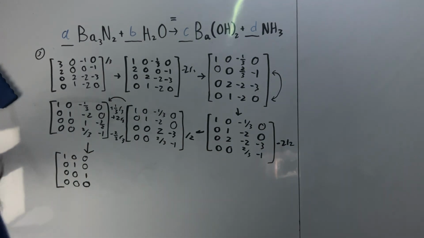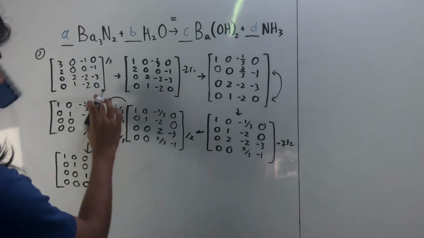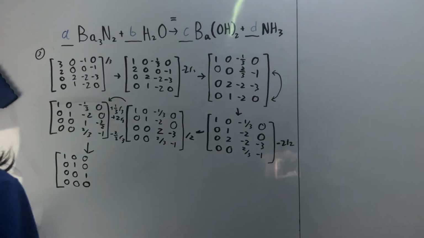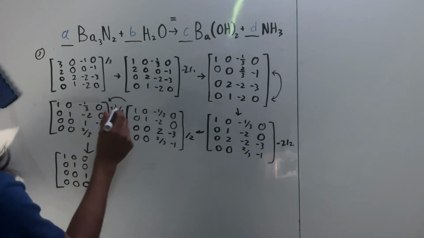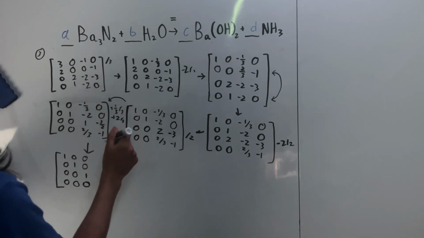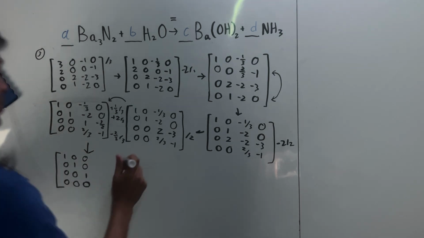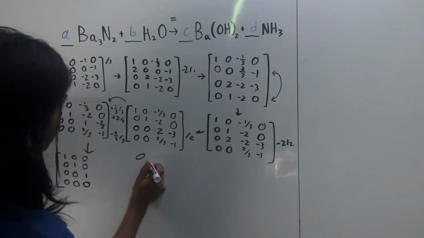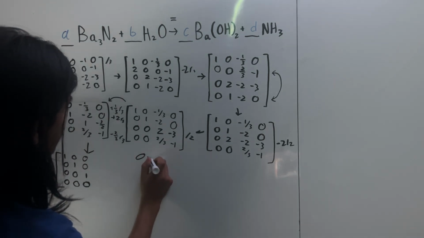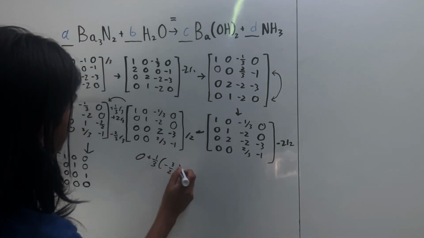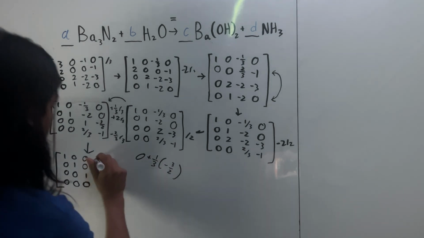Okay, so now we gotta deal with this last row. And this is where the main thing happens, pretty much. So we have 0 plus 1/3 minus 3/2. So I'm actually just gonna write this. So 0 plus 1/3 minus 3/2. That gives us negative 1/2.